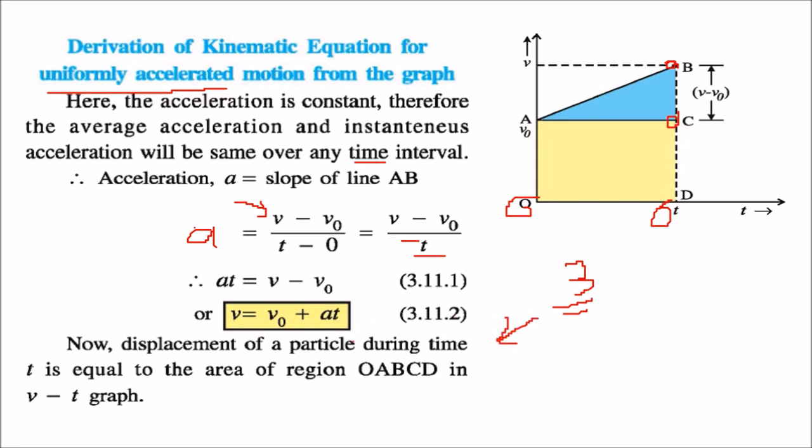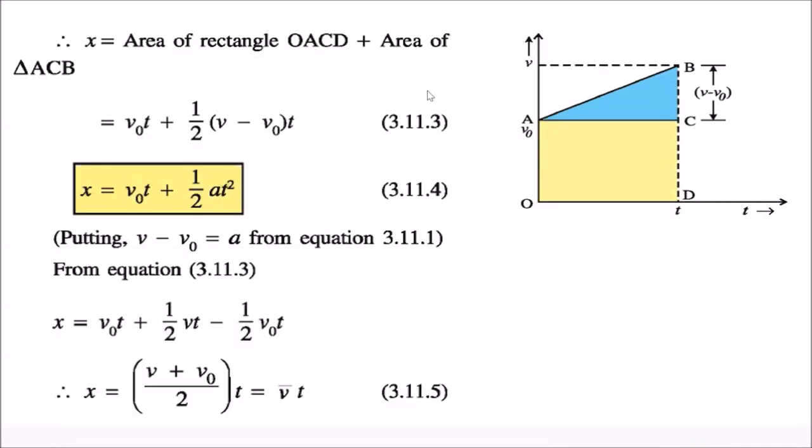So displacement of a particle during this time is equal to what? Displacement, as we said, it is just the area of region OABCD, this area of the VT graph. So what will be the area? As I said, we can divide it into two parts. One is this triangle, the other is a rectangle. So area of rectangle OACD and area of triangle ACB. From here to here it is V0, and from here to here it is T. So V0 into T is the area of rectangle.